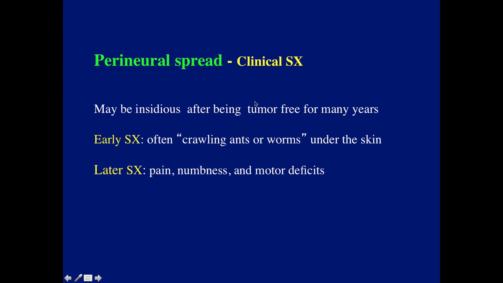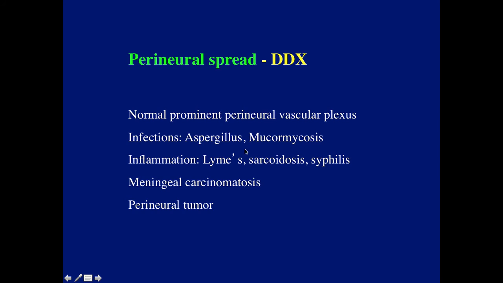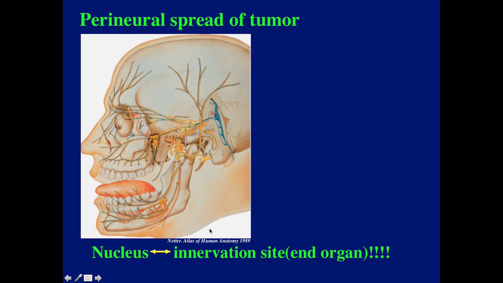The symptoms may be insidious for many years after the original tumor. Early symptoms are often described like crawling ants or worms under the skin. Later on, there's pain, numbness, and motor deficits. The differential diagnosis is quite difficult because there's also a normal prominent perineural vascular plexus. Infections may mimic it. Inflammations like Lyme, sarcoid, syphilis may mimic it, and also meningeal carcinomatosis, and also tumor around the nerve. So it's hard sometimes to distinguish the diagnosis, which is very important to make.